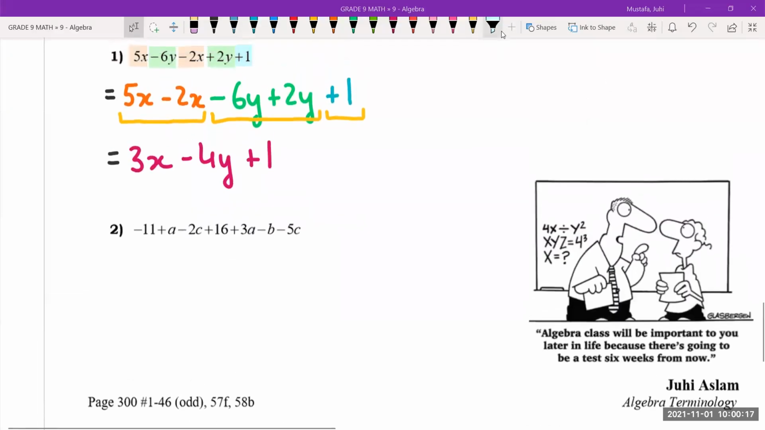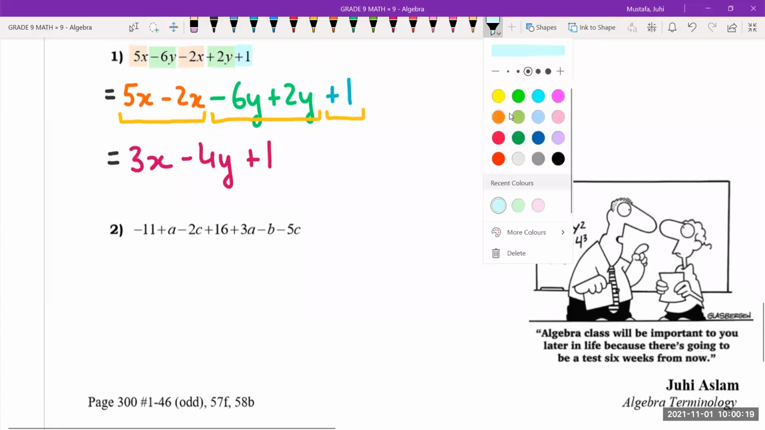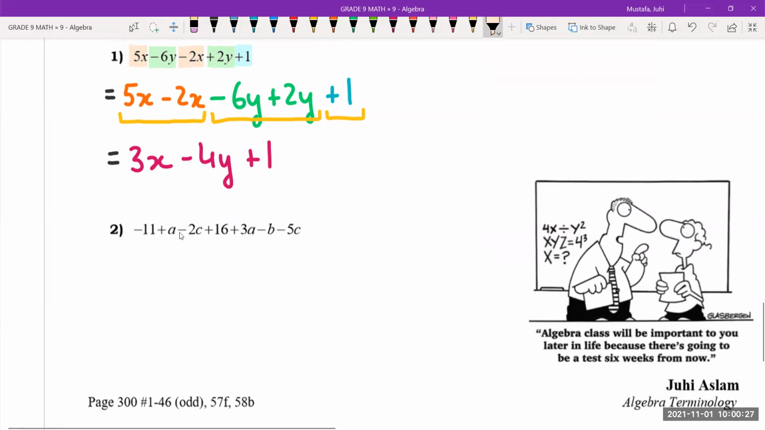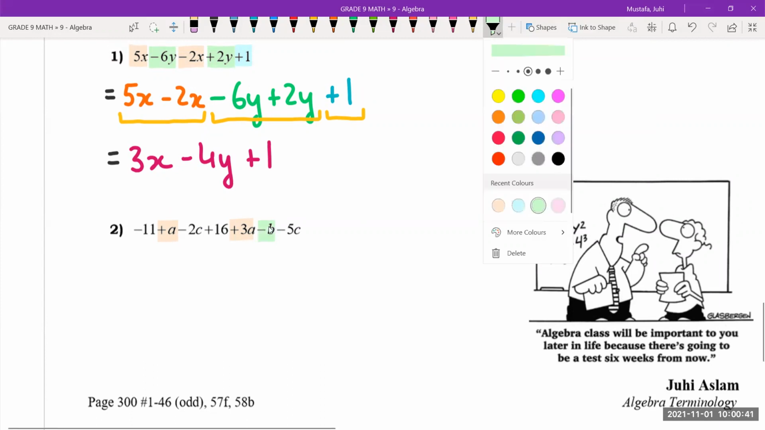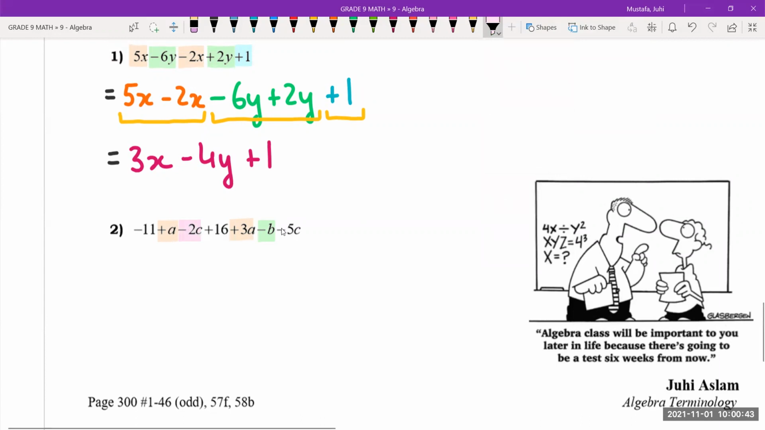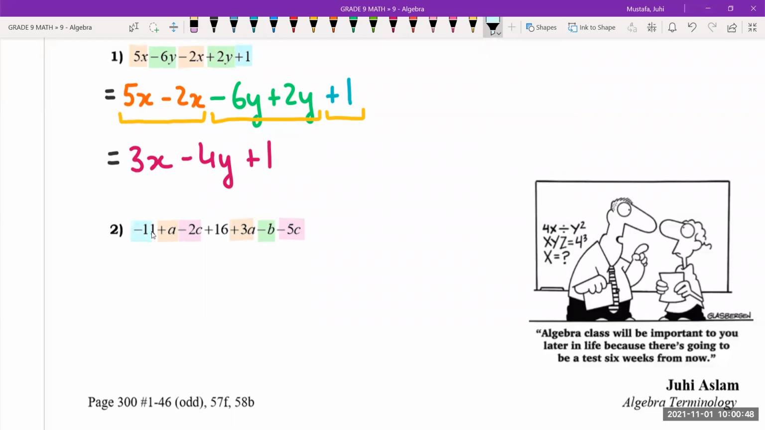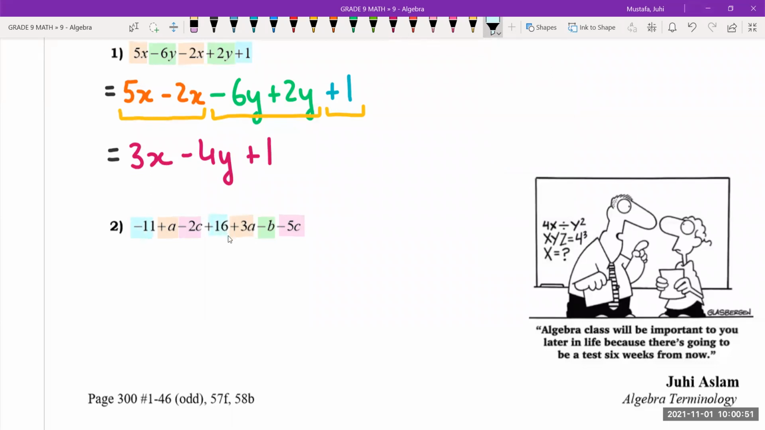All right, so I'm going to do the same thing I did before. I'm going to go ahead and color code a little bit. Oh no, I lost my nice orange. So I'm going to start with my A's. I see I have a positive A here and I have a positive 3A here. So I'll just highlight those orange. And then for my B's, I see I have one negative B and nothing else. That's good. And then for my C's, I have a negative 2C here and a negative 5C here. And then finally, for my constants, I have a negative 11 here and a positive 16 here.